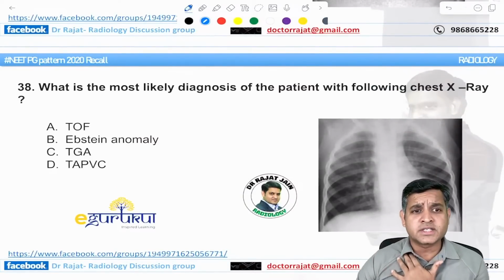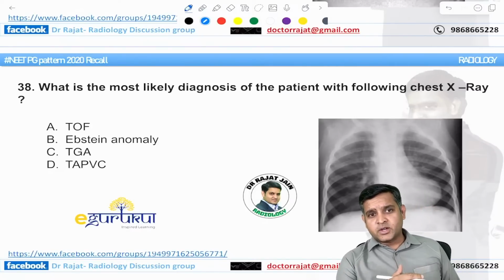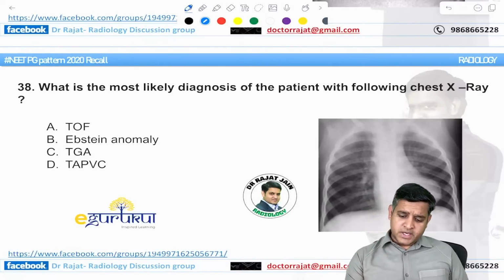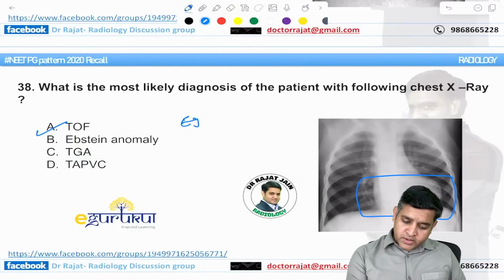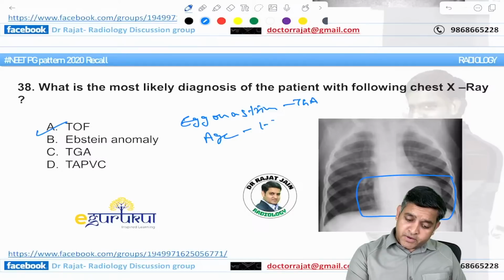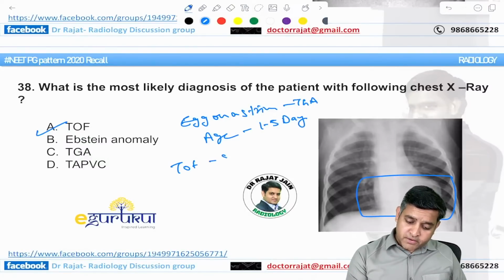Shape of the heart is a common question that you get in the exam. We just saw the theory part of that, and now in 19 it was theoretical, in 20 it was image based. That's a classical boot-shaped heart which is seen in TOF. If you ever confuse it with egg on a string appearance of TGA, please remember, look at the age if it is given. TGA usually presents between 1 to 5 days, and TOF usually presents between 5 to 12 months.